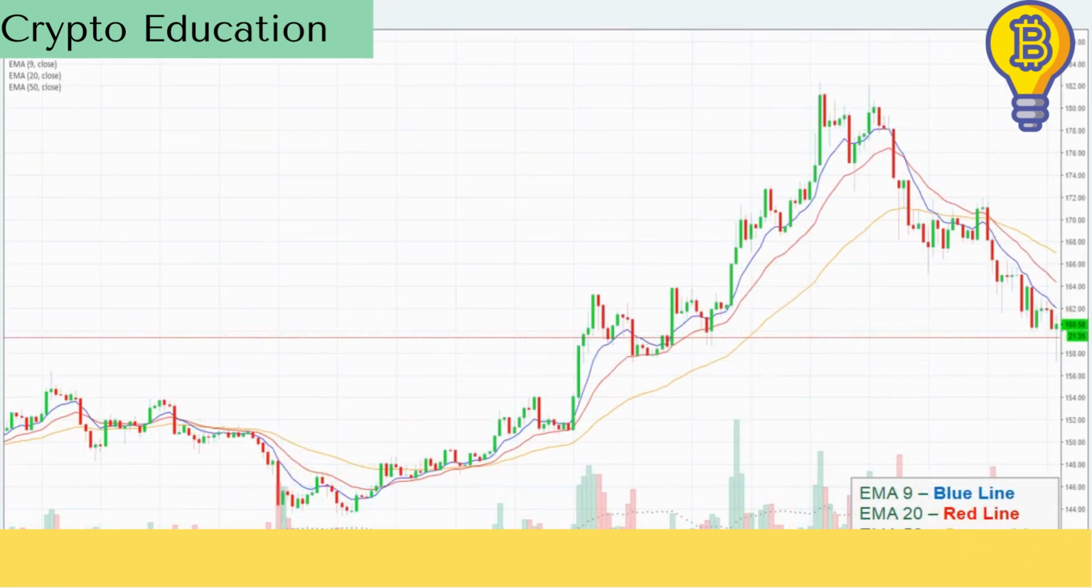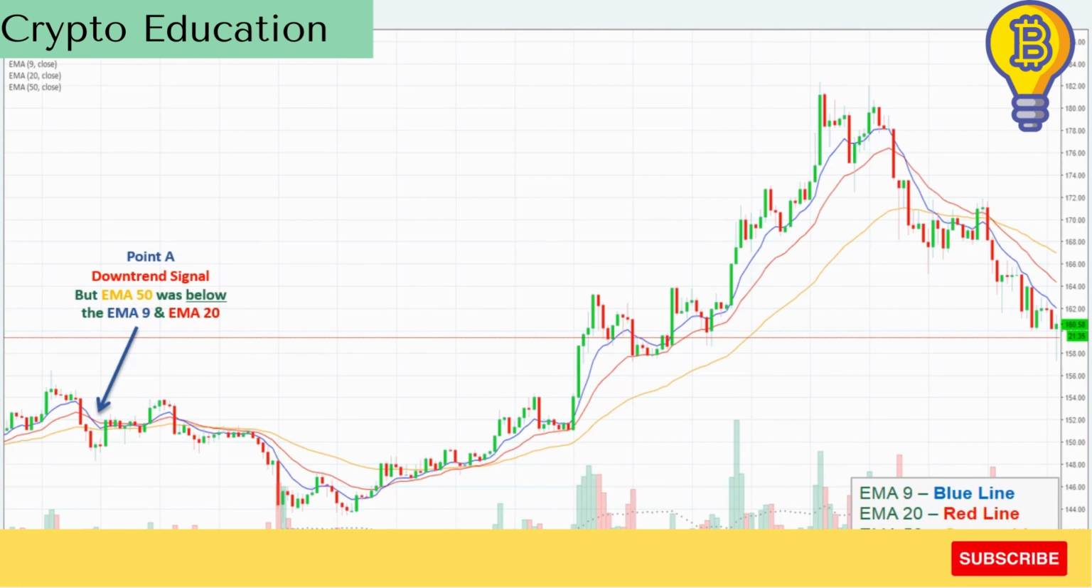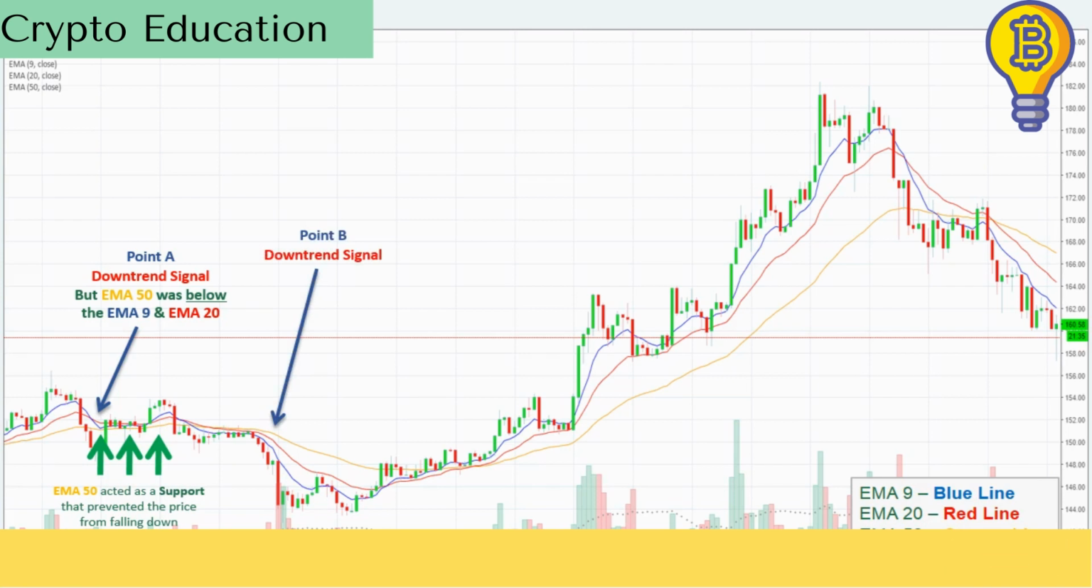Okay, the last example. We had a downtrend signal here at point A, but the EMA 50 was below the blue and red lines, so we could consider this a weak downtrend signal. The EMA 50 could act as a dynamic support that stopped the price from falling down. We had another downtrend signal when the EMA 9 crossed below the EMA 20 again. But this time, the EMA 50 was above the blue and red lines, so we could confirm that this was a valid downtrend.